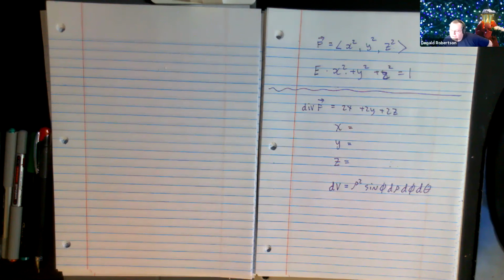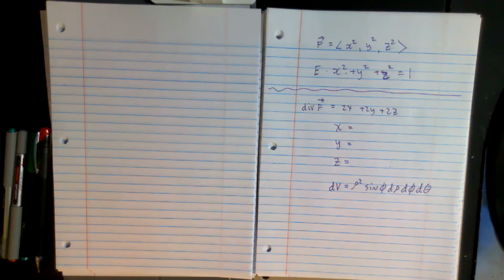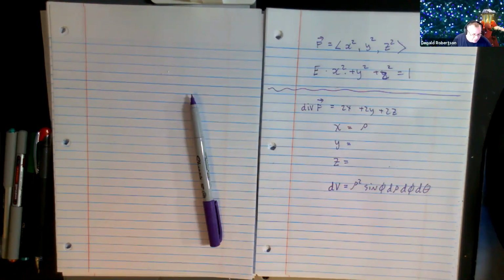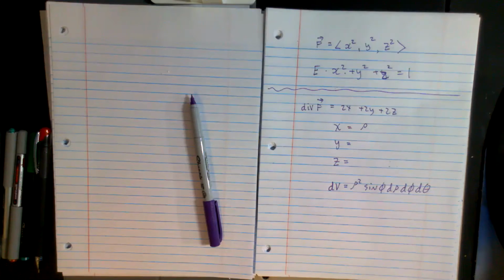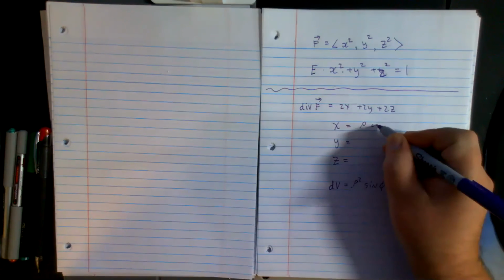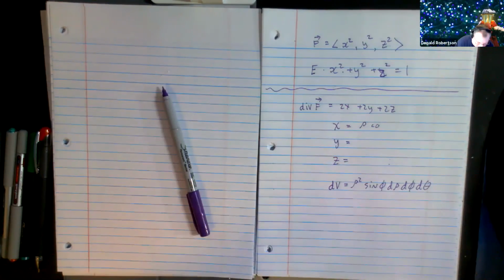What's x equal to? Isn't it rho cos theta? No, you've got me guessing now. I thought they had to define it. Is it phi? I'm not relying on my memory. It's rho cosine theta sine phi, I think. That sounds better.